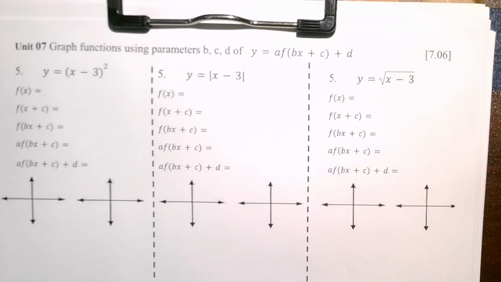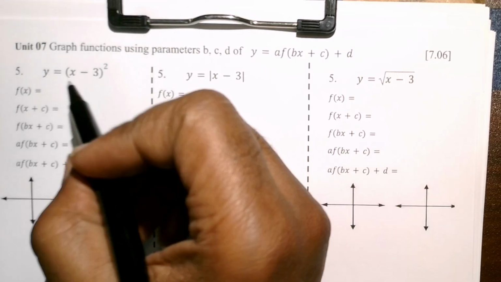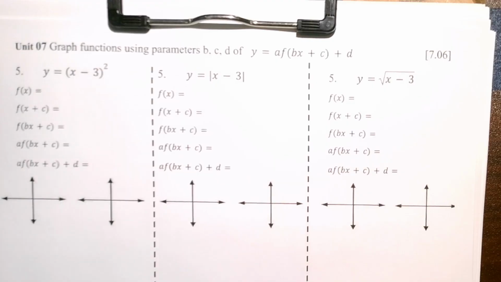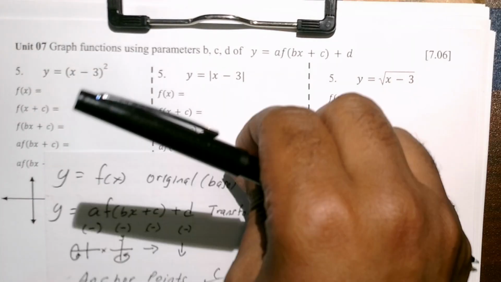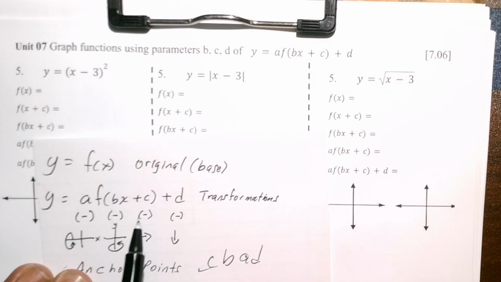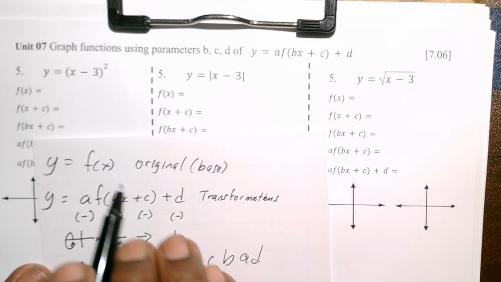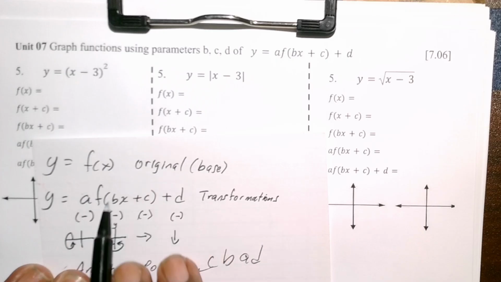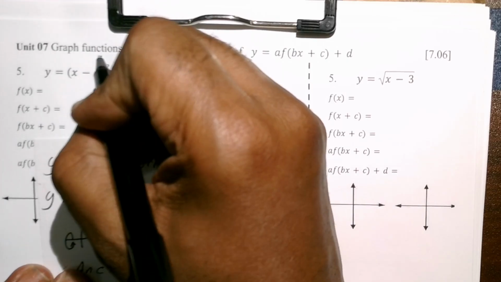Graphing functions using parameters. So what we have here is a function, and that -3 is actually a C parameter. It's adding a -3 on the inside. So this is a C parameter.